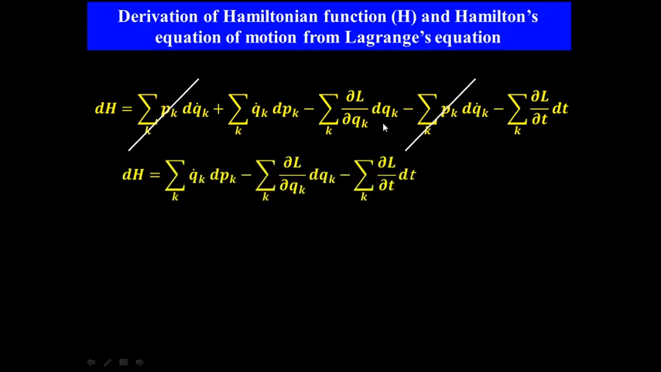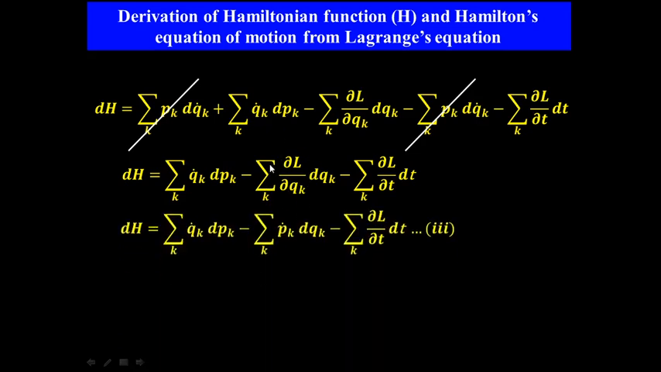So we are left with these three terms, with QK dot into dPK. Now we know that del L by del QK is PK dot. So in place of del L by del QK, we can write PK dot. Suppose this is equation number 3. So we got dH equal to summation over K QK dot into dPK, minus summation over K PK dot into dQK, minus summation over K del L by del T into dt.